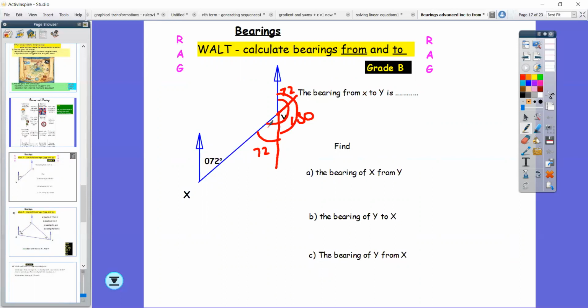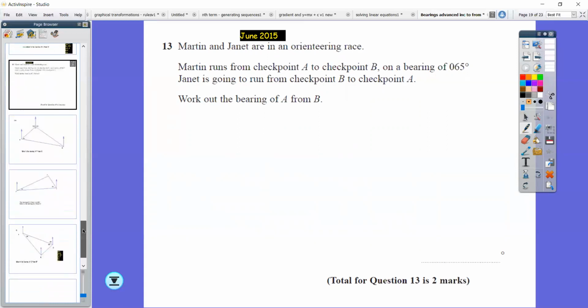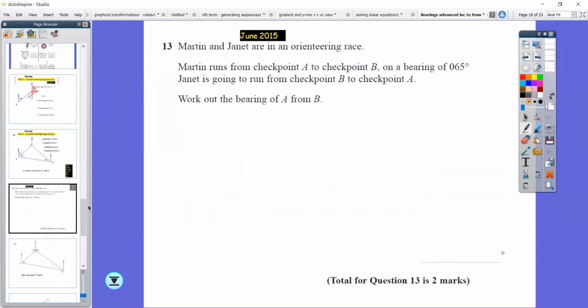Then I'd like to throw in an actual exam question once we've done a bit of that, something like this. This was a past exam question. You'll notice here they may be tempted to draw it accurately, but they only need to sketch it. It's not about measuring on this one. I think it says work out is the key phrase there. So yeah, I think that's the full range of stuff that I would cover if I was going through bearings.